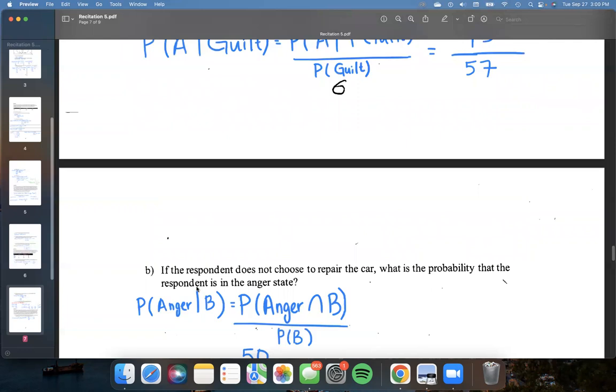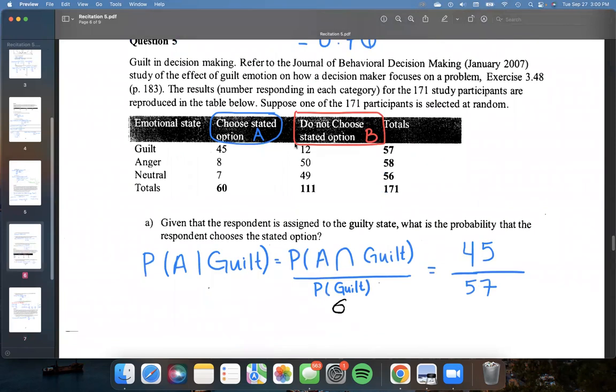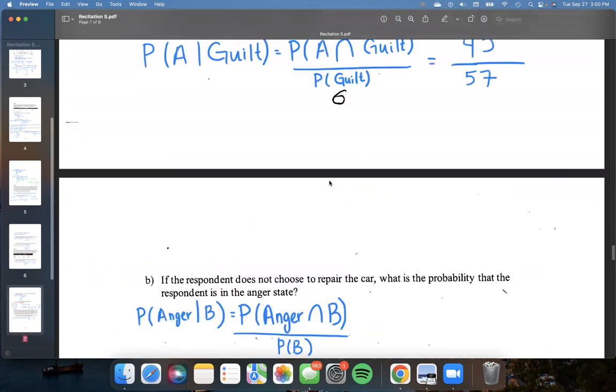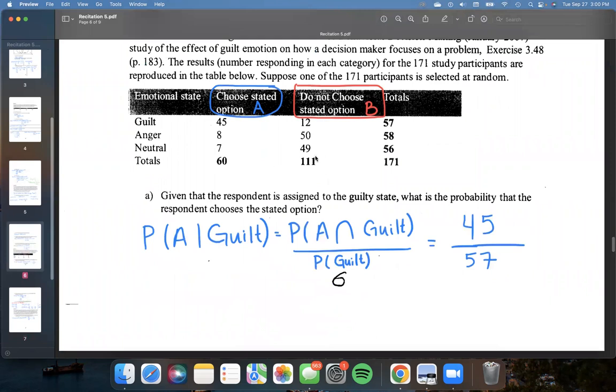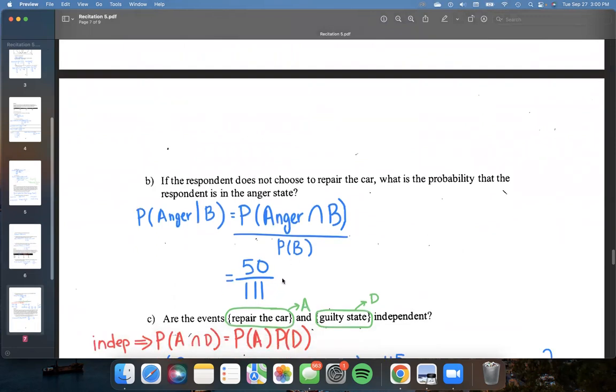This is the same property as before. So we can do the probability of anger intersect B divided by the probability of B. So if we look at that, first we're in the B column and then we want to find anger, follow that across. So we get 50 as our numerator, and then the probability of B, our total for the B column, is 111. So 50 divided by 111.